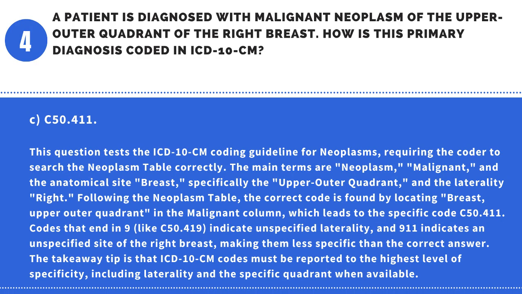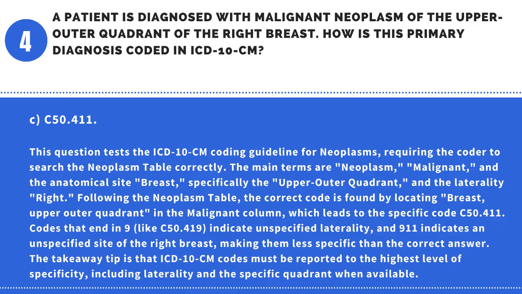Answer C. C50.411. This question tests the ICD-10-CM coding guideline for neoplasms, requiring the coder to search the neoplasm table correctly. The main terms are neoplasm, malignant, and the anatomical site breast, specifically the upper outer quadrant, and the laterality right. Following the neoplasm table, the correct code is found by locating breast, upper outer quadrant in the malignant column, which leads to the specific code C50.411.